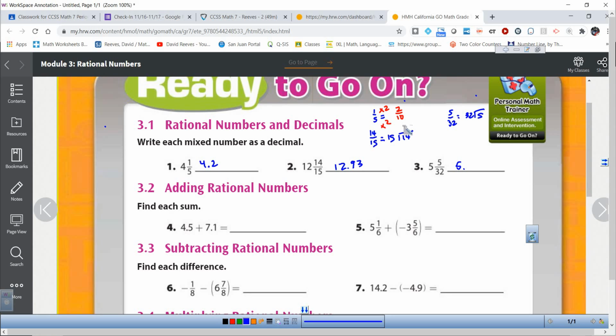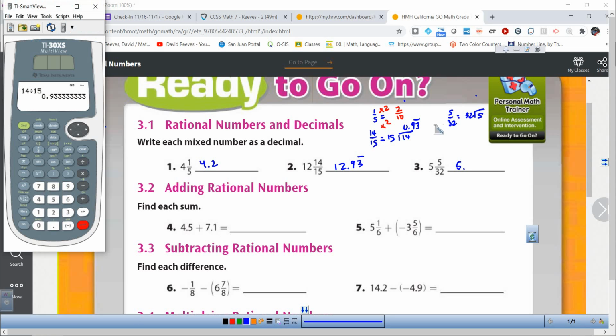I get 0.93 repeating, okay? So again, it's okay to use a calculator to change a fraction to a decimal. For this year, we're allowing that rather than having you do it by hand.